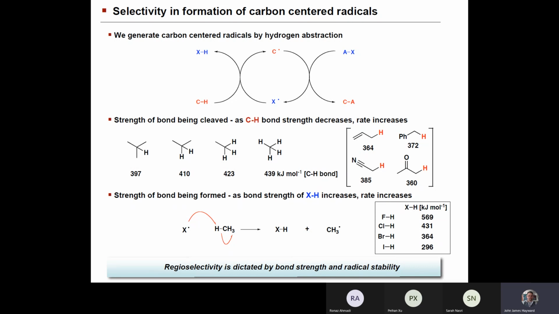Now, the rate of this is pretty much proportional to the strength of the bond that is being cleaved. Whenever we're generating a radical, for example in radical bromination, the strength of the bond is important. If you look at something like 2-methylpropane here, the central CH bond is actually weaker than one of the bonds here. This blue CH bond is approximately 423 kilojoules per mole, whereas the tertiary one is 397. So there is very much a difference in their bond strength.